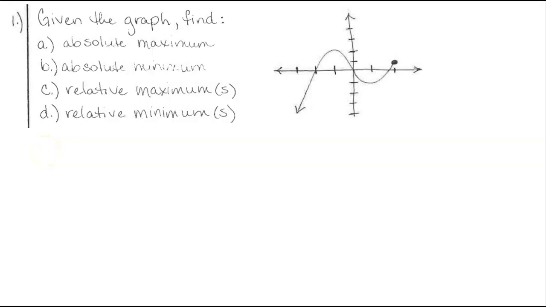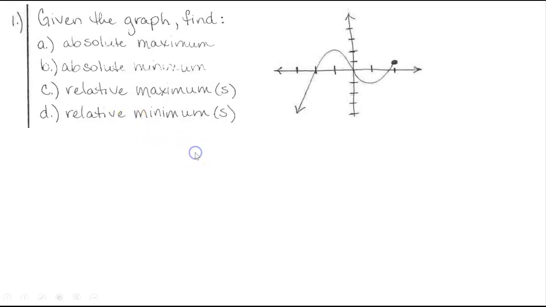All right, let's look at your sample quiz. So the first thing that we have is they give us a graph and they ask us to identify absolute and relative maximums and minimums. Sometimes they'll use absolute or global. Those are the same terms, and sometimes they'll use relative and local. Those are the same terms.